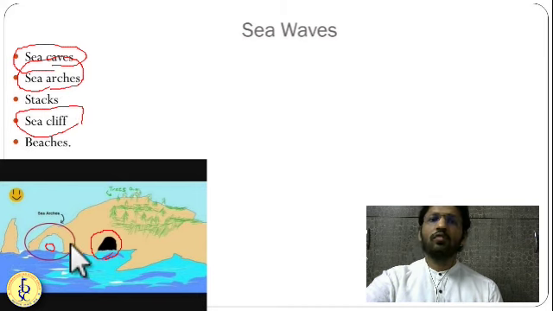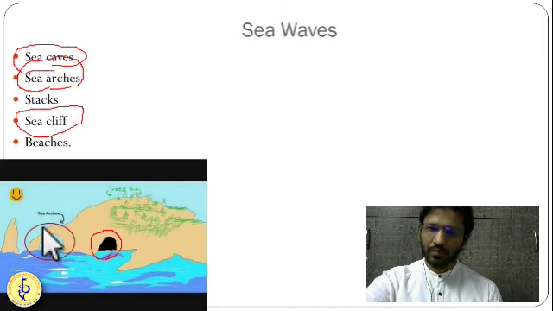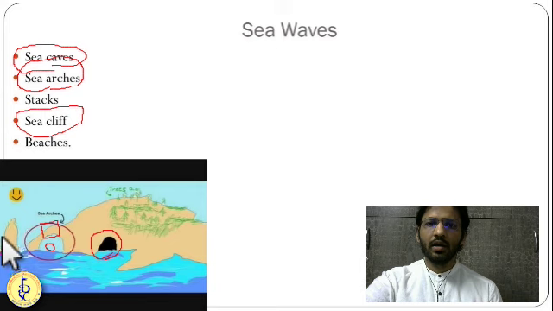Getting it? Now with further erosion by the sea wave, this part of the sea arch will fall down, and only a wall of the sea arch will remain. This is known as a sea stack.